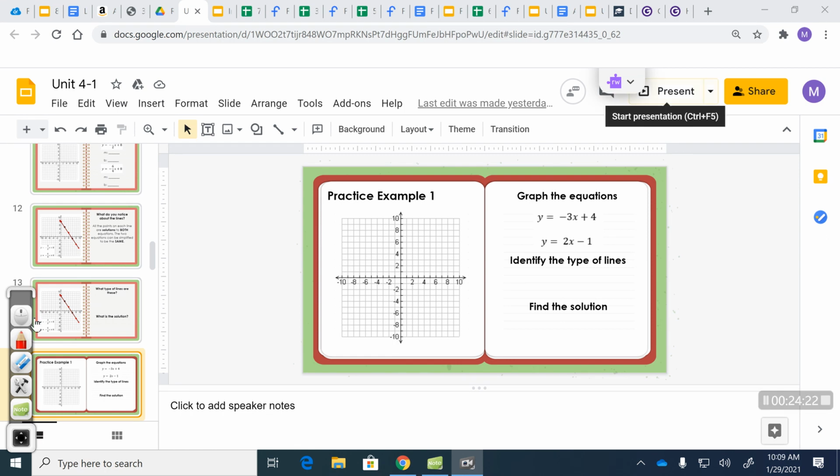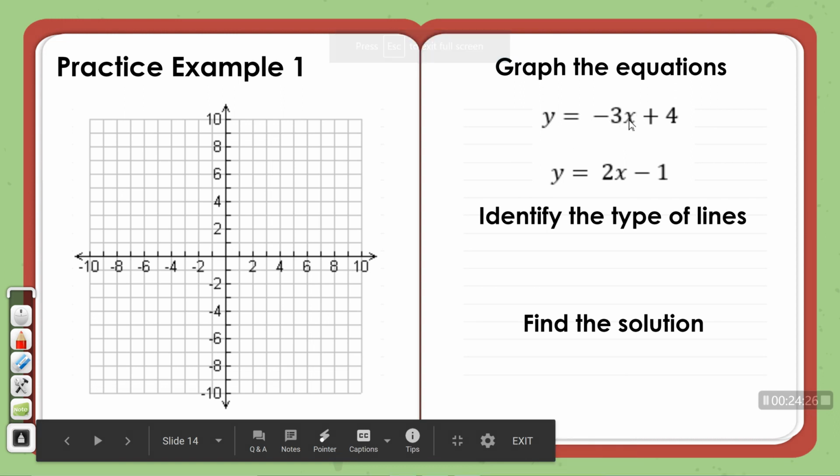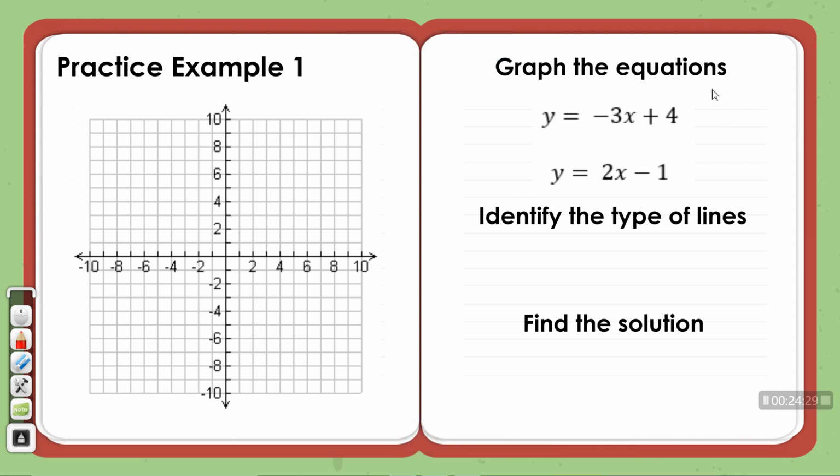All right, I'm going to go over these quickly, starting with number 1. Graphing y equals negative 3x plus 4. My first point is at positive 4. My slope is negative 3. We're going to make that a fraction by putting it over 1. So that means down 3 and right 1. Then reverse: up 3, left 1.